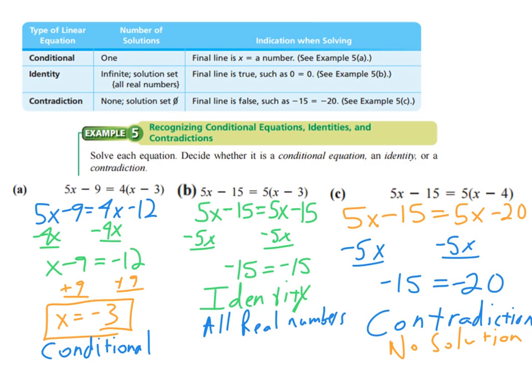And that's how we deal with identities and contradictions, and of course very used to dealing with conditional equations without even thinking about the fact that they are conditional.